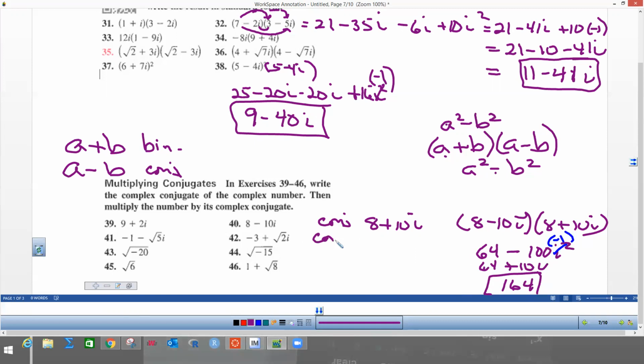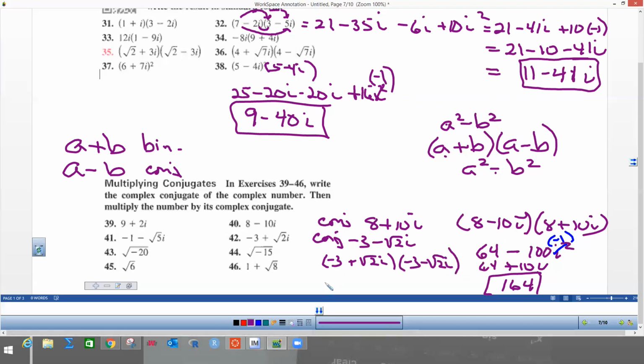So the conjugate of number 42 is going to be negative 3 minus radical 2i. Again, the real part stays the same. You change the sign of the imaginary part. And then I'm going to FOIL this. So I'm going to take negative 3 plus radical 2i times negative 3 minus radical 2i. And I'm going to use this same shortcut up there.